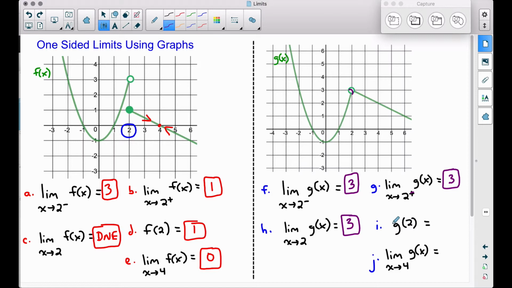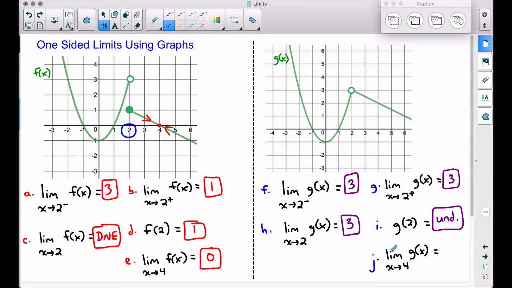However, question I, g of 2. We do not have a value defined anywhere when x is 2. That's an open circle. The function is undefined there. We have a hole in our graph. So g of 2, I don't see a dot or anything. Therefore, we say this is undefined. Now I'm just going to write UND to save a little bit of space.